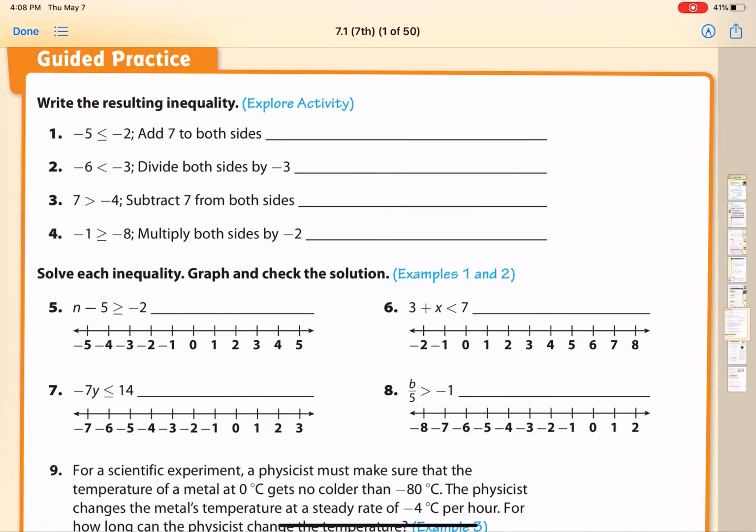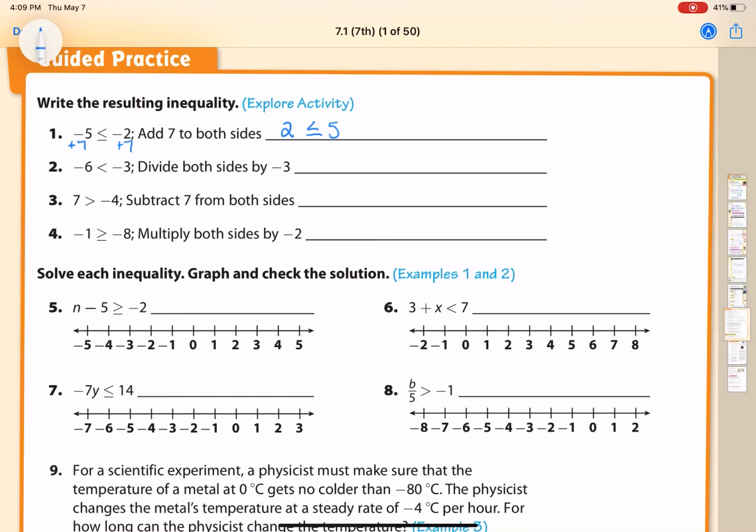So number 1, it wants us to add 7 to both sides. Negative 5 plus 7 is positive 2, and negative 2 plus 7 is 5. So again, this inequality remains true. 2 is less than or equal to 5, and we know from the very beginning of this lesson, when you add or subtract from both sides, the inequality remains the same.